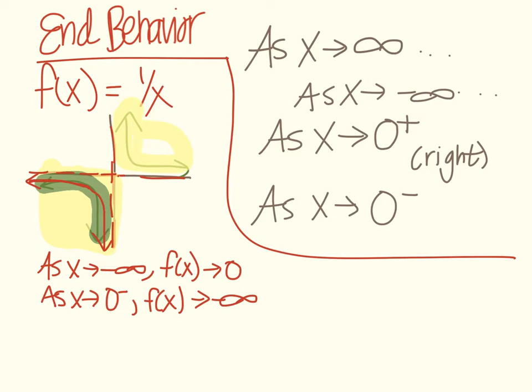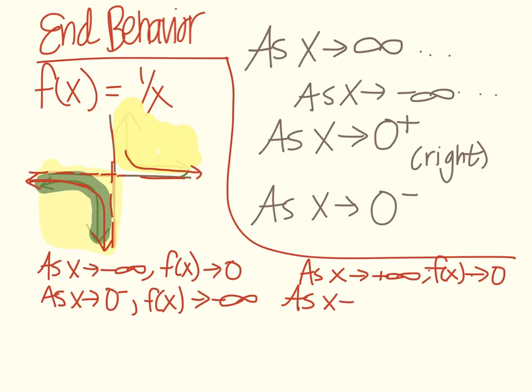Now let's focus on the upper part of the graph. Here. Again, there's two things that are happening. As x approaches positive infinity, my y value again is actually approaching 0. So I'm going to say f of x approaches 0. As x approaches 0 from the right side, that's the little plus sign, and that's what's happening right here. As x approaches 0 from the right side, my f of x approaches positive infinity.